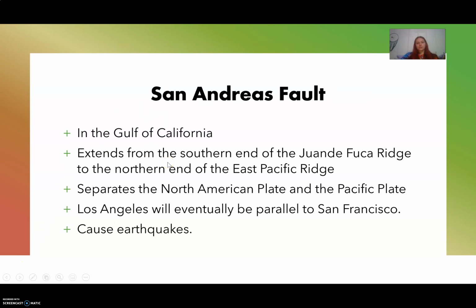An example of a transform plate boundary is the San Andreas Fault, and it's in the Gulf of California. It extends from the southern end of the Juan de Fuca Ridge to the northern end of the East Pacific Ridge, and it separates the North American plate from the Pacific plate. Los Angeles, which is on the Pacific plate, will eventually be parallel to San Francisco, which is on the North American plate, because of the sliding motion that will happen between these 2 plates. And this motion causes earthquakes.